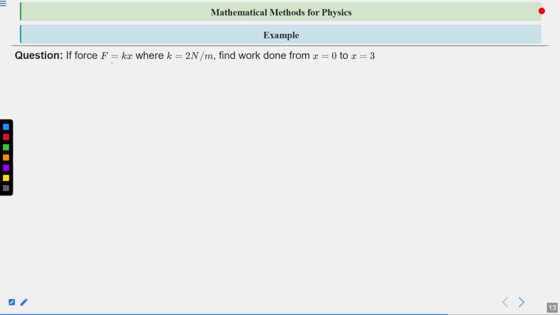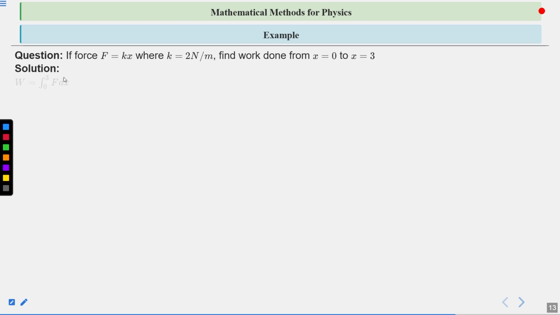If force F is equal to kx, where k is equal to 2 Newton per meter. Newton is the unit of force. Find work from x is equal to 0 to x is equal to 3. So what is the answer? Please solve with me.